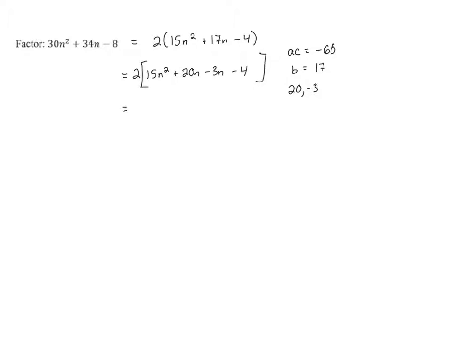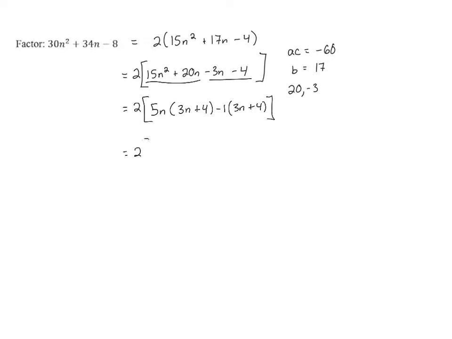We're going to keep that 2 out front, but now let's look at our groups. In the first group, both terms are divisible by 5n. So I'm going to pull out a 5n, and that leaves me with 3n plus 4. Now in the second group, the only thing we need to pull out here is a negative 1, and we need to pull out the negative so that our leftovers are positive 3n plus 4.